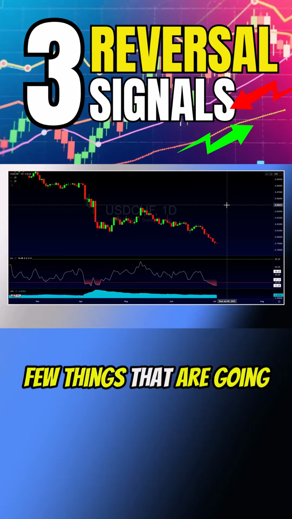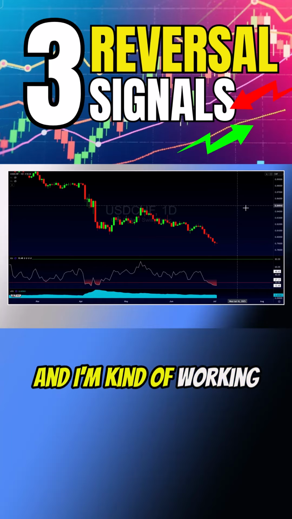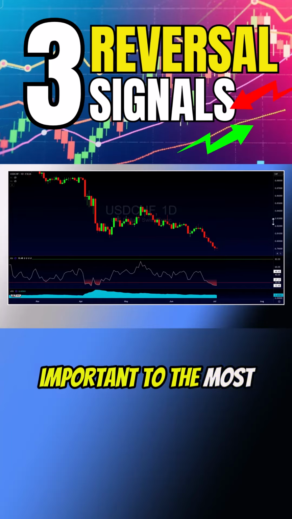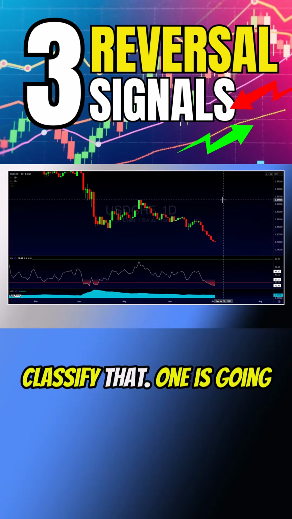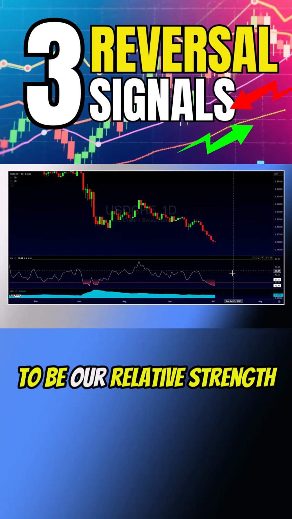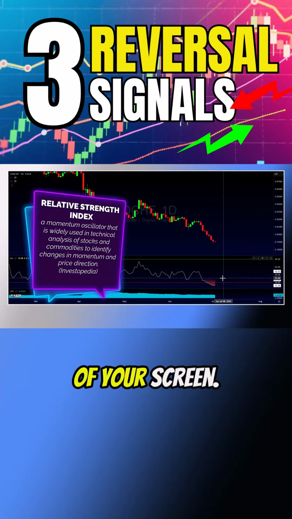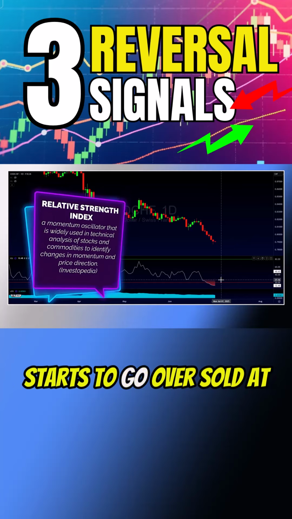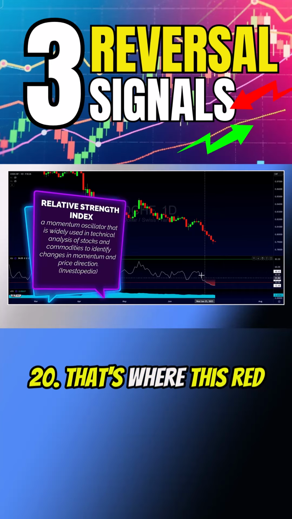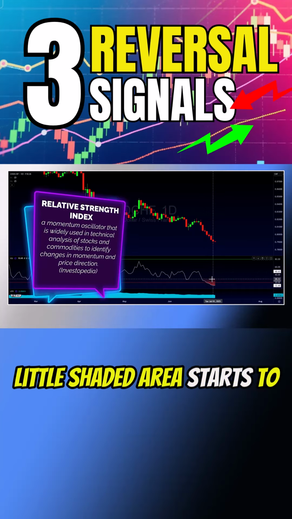Now, we have a few things that are going to help support our idea, and I'll kind of work backwards from the least important to the most important, if you want to classify them as that. One is going to be our relative strength index. That's going to be my RSI indicator at the bottom of your screen. Traditionally, the RSI starts to go oversold at 20. That's where this red little shaded area starts to come in.